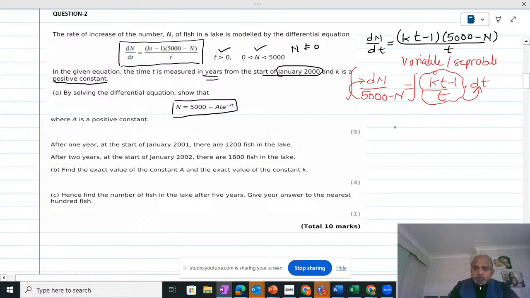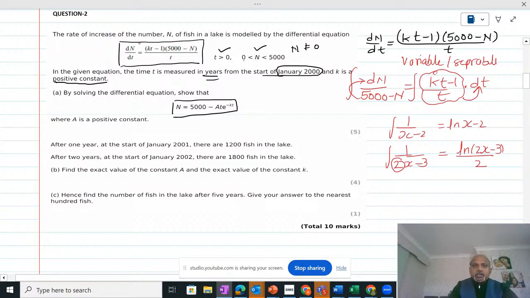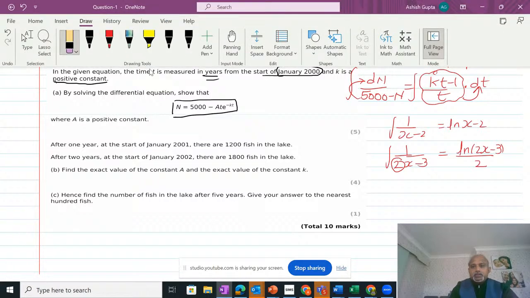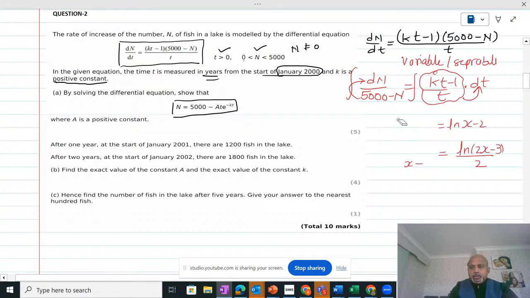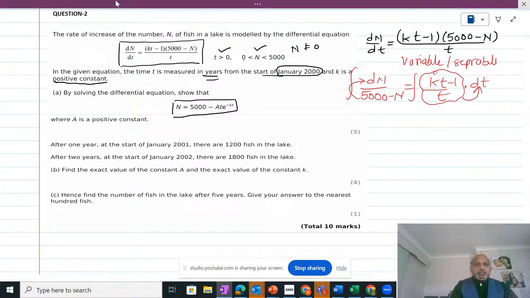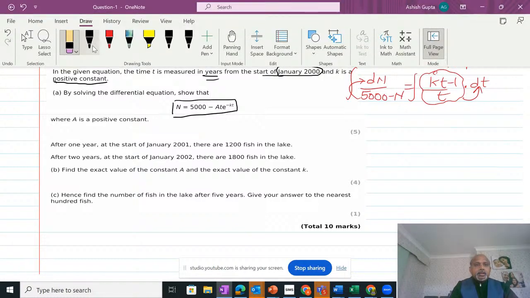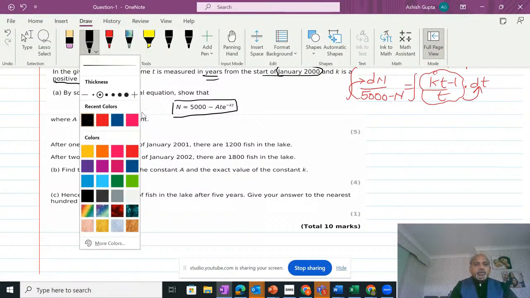So variable separable done. Now we can integrate. Here I can explain the log formula. If the integration is 1 over x minus 2, you can write straight away ln (x minus 2). If the integration is 1 over 2x minus 3, you write ln (2x minus 3), and with x, what is here? 2. So that should be divided by 2. This is the shortcut for solving integration, right? So let me clear this. The same formula we are going to use here. Please try and see how much the integration comes to. You can do it in your book.